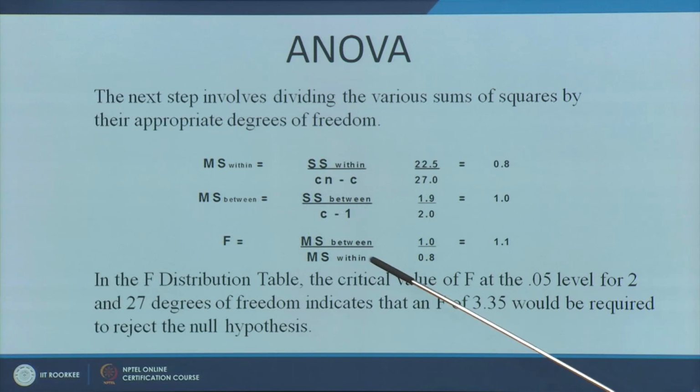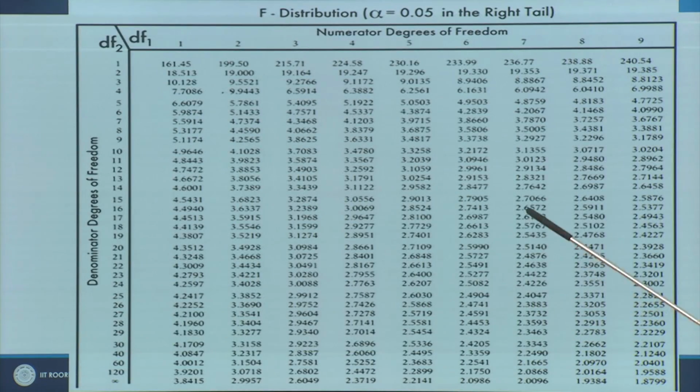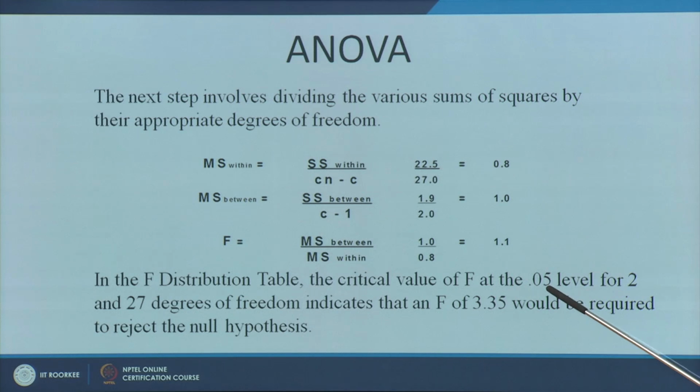Now the F is coming to, he has calculated, 0.8 and 1, so 1 by 0.8 is 1.1. Let us check this F value. I will show you how to check. At the 0.05 level for 2 and 27 degrees of freedom. Did you understand 2 and 27? Between is 2 degrees of freedom, and 27 is within the group.